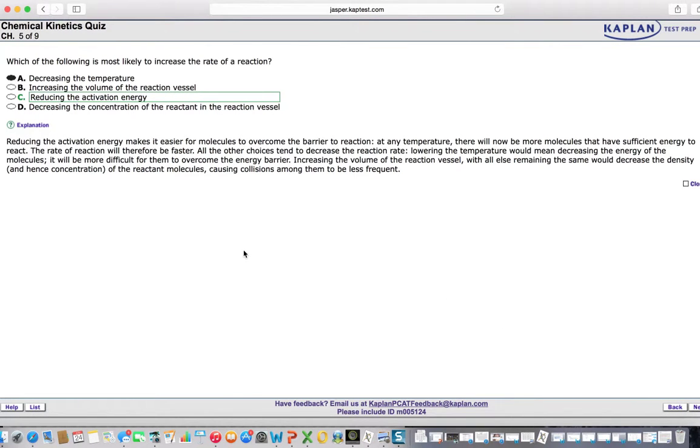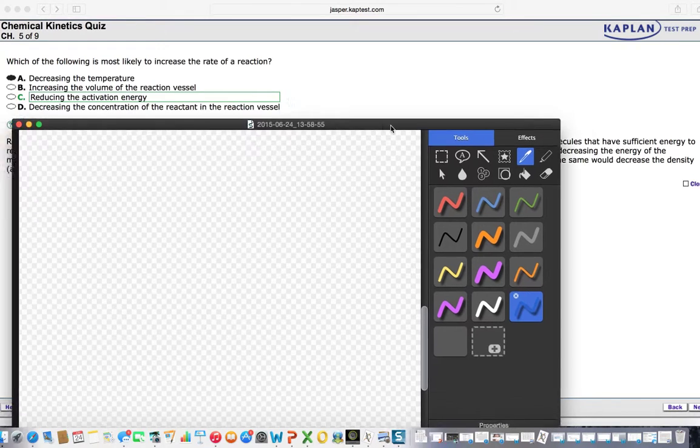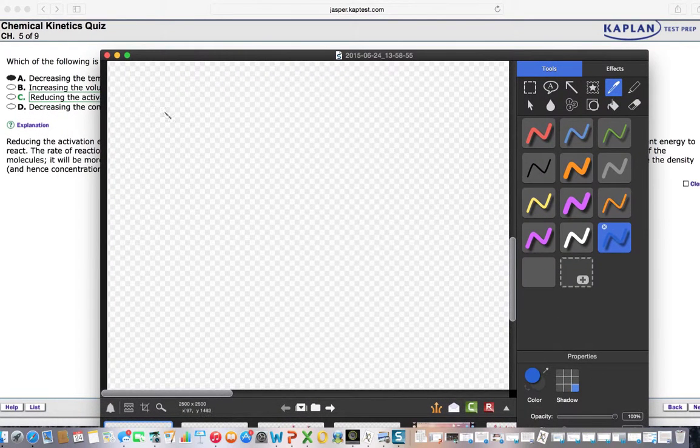Number 5, which of the following is most likely to increase the rate of a reaction? So let's be real clear on these points because they're pretty simple to master and they're awfully important. First of all, unlike with equilibrium, increasing a temperature always has the effect of increasing the reaction rate. The reason for this is you speed up the molecules by giving them more kinetic energy. More kinetic energy equals more collisions.